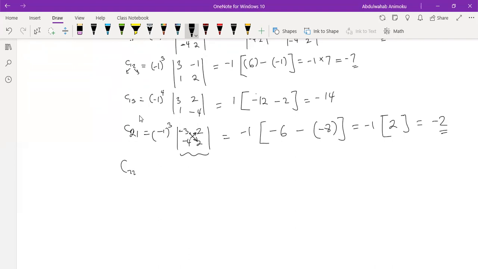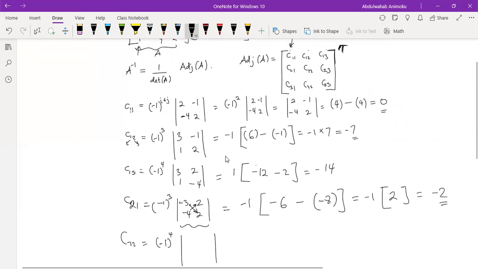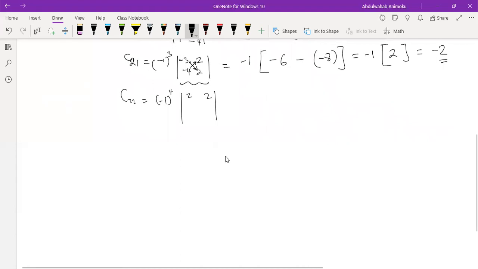Okay. C22, that will be, obviously, minus 1 raised to power 4. Then determinant. So let's find C22. That will be 2, 2, 1, 2. And what does that give us? That will be 4 minus 2, which is just 2.